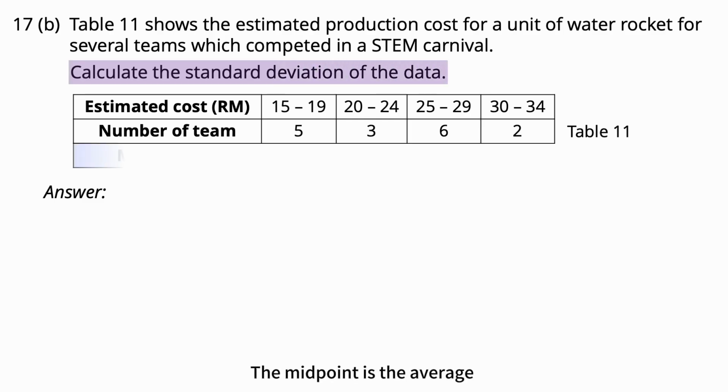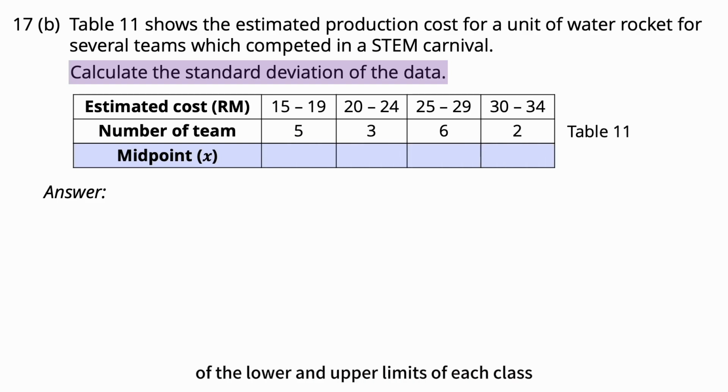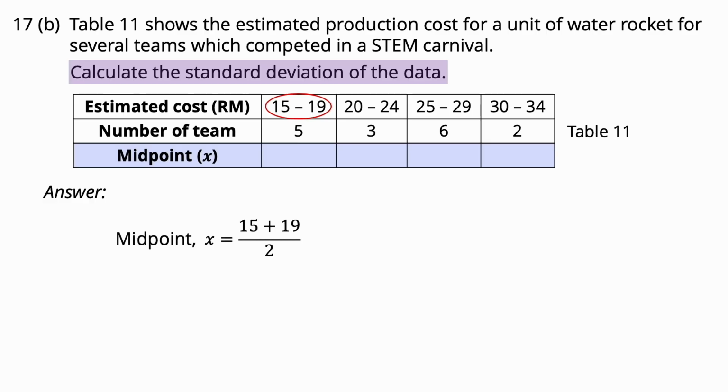Step 1. The midpoint is the average of the lower and upper limits of each class. These midpoints will represent the estimated cost for each group. For RM 15 to 19, midpoint equals (15 plus 19) divided by 2, which is equal to 17. For RM 20 to 24, midpoint equals (20 plus 24) divided by 2, which is equal to 22. Continue with 27 and 32.